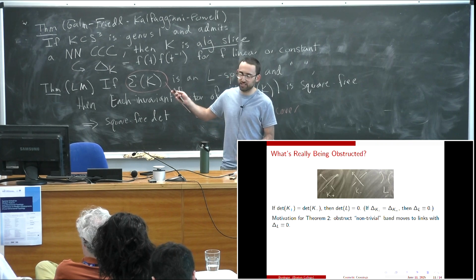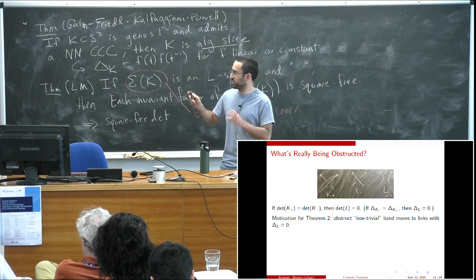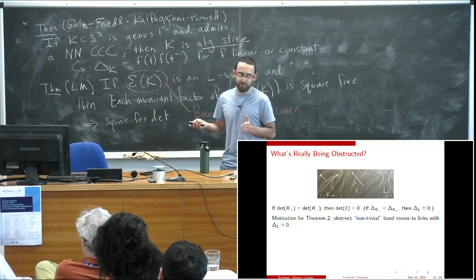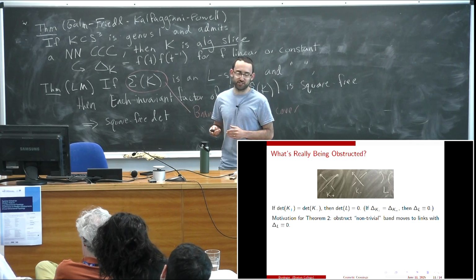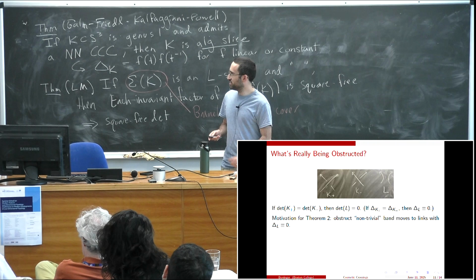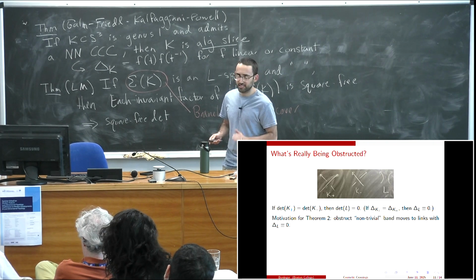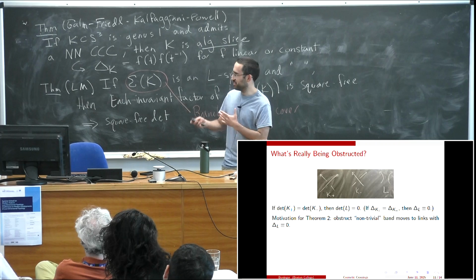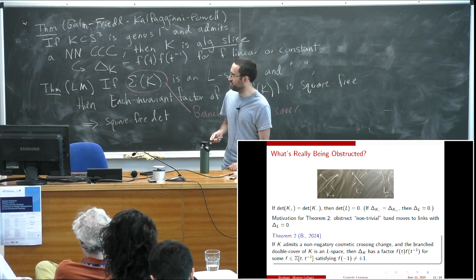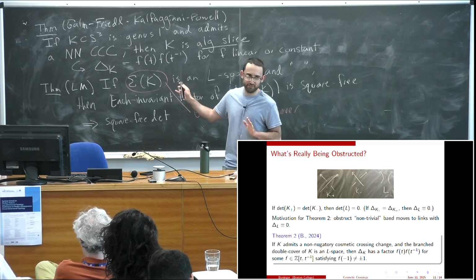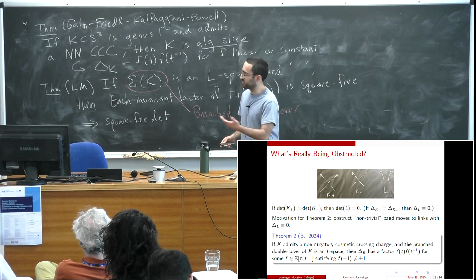Because any cosmetic crossing change will give you such a band move, where by a band move I mean we're cutting the surface to get a two-component link. So we can just try to obstruct this. And if you push this and look at the Alexander module, you can check out the paper, but it's the motivation for this argument.